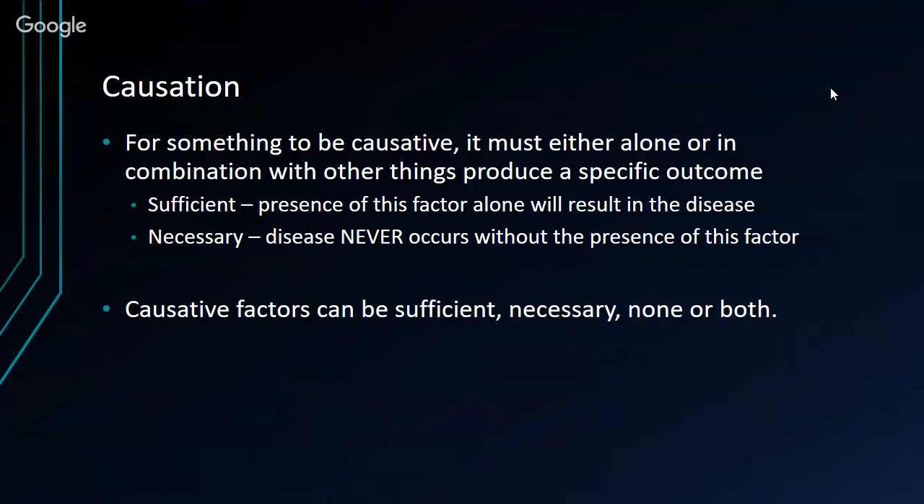Necessary: exposure to Mycobacterium tuberculosis is necessary for the disease to occur, but it won't just happen if you're exposed to it. You also need, like, a poorer immune system. An example of none is cigarette smoking, which is neither necessary nor sufficient for lung cancer. So you won't definitely get it if you smoke, and it's not the only way to get lung cancer. And for both, a necessary and sufficient cause of Ebola is the Ebola virus. You can't get it without the virus, and you will get it if you're in contact with the virus.